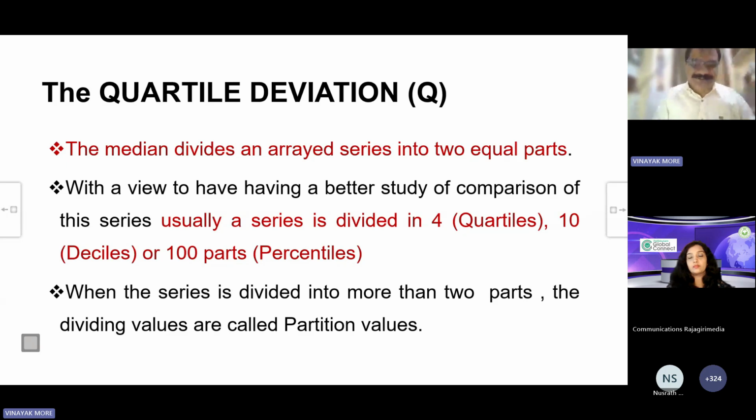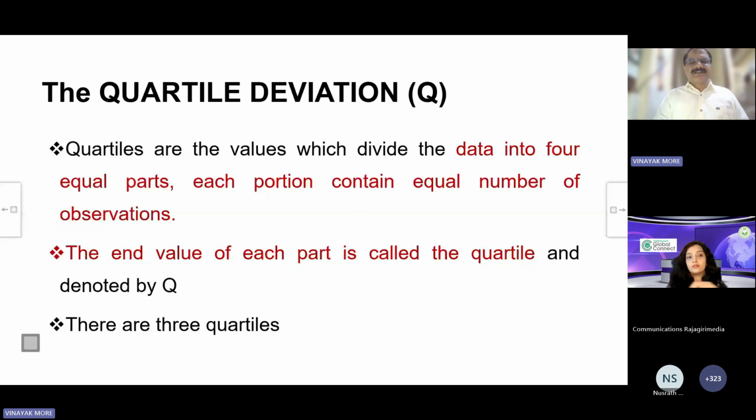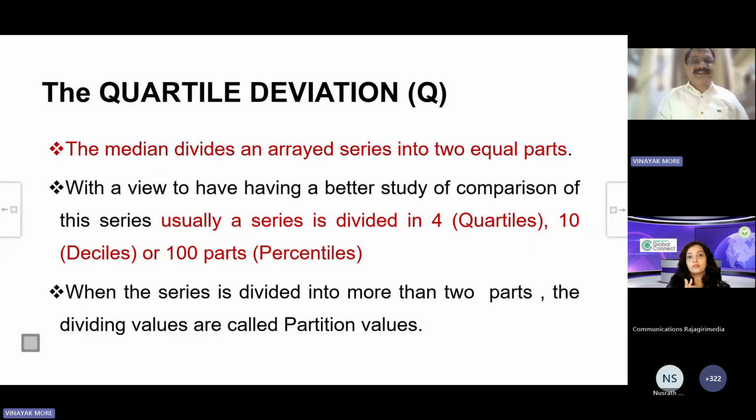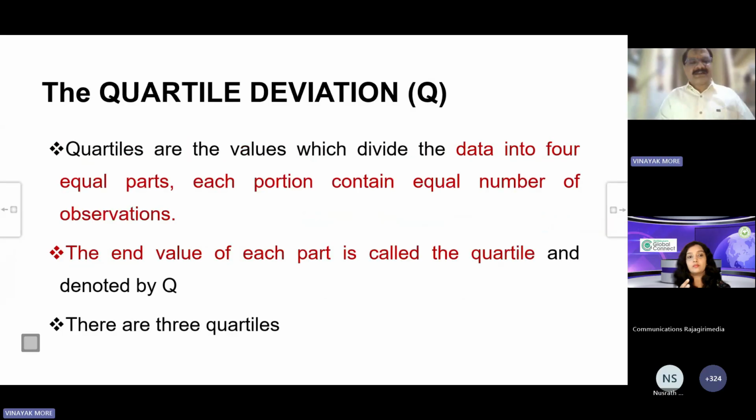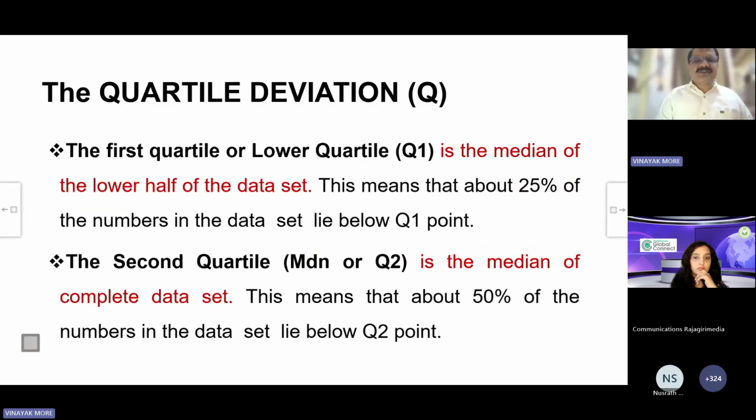In a rough sense, we can say it. So what we are doing is finding the median value of the given data at 4 parts. Since we are dividing into 4 parts, there will be 3 quartiles. The first quartile is called the lower quartile. It is the median of the lower half of the data set.